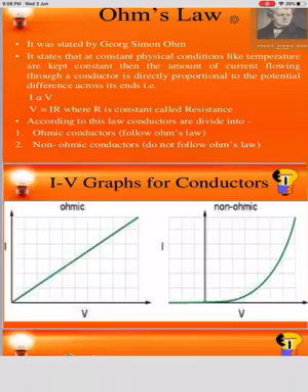What is resistance? Resistance is the opposing force applied on an electric current. So R is equal to V upon I. And what is the unit of resistance? That is the ohm, denoted by the Greek letter omega.